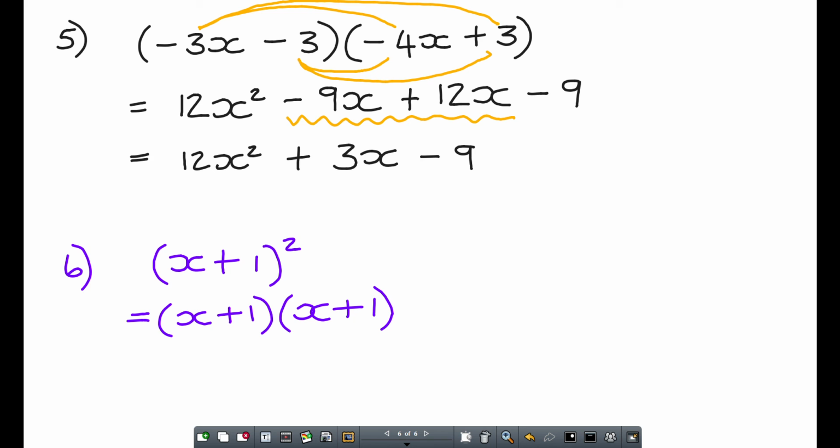Right, can I go slightly faster? Okay, so x times x, x to the power of 2. X times 1, 1x, or just x is also fine. 1 times x, 1x, and 1 times 1, 1. Okay, so we simplify that middle part. We can go further.